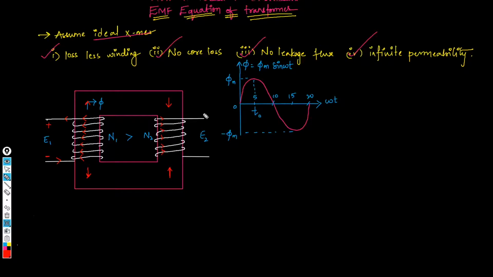So according to me, this terminal will act as plus and this terminal will act as minus. So this is how you can identify the polarity of the induced EMF when we assume some load has been connected through those points.